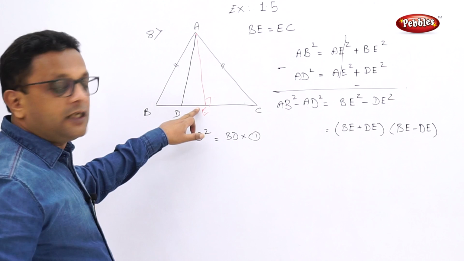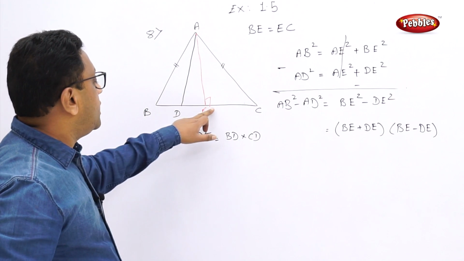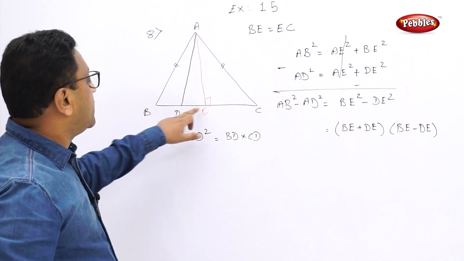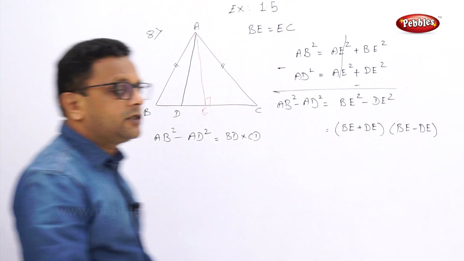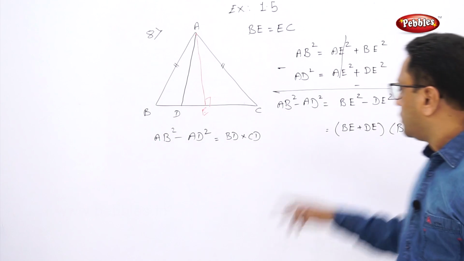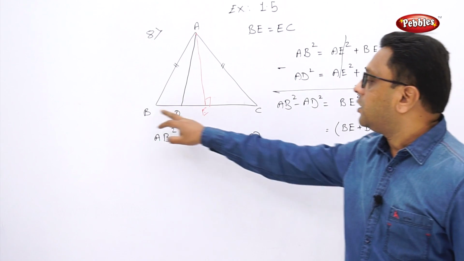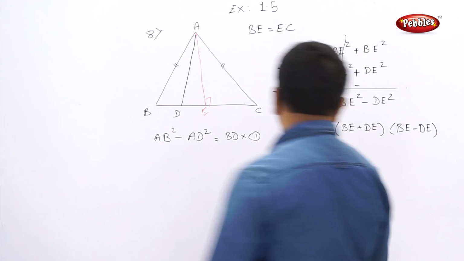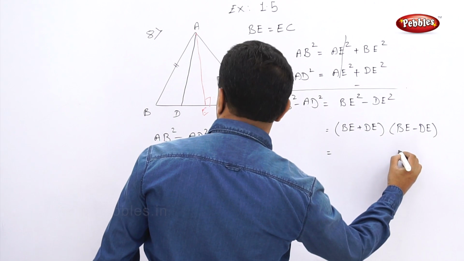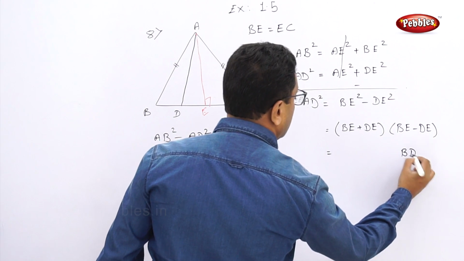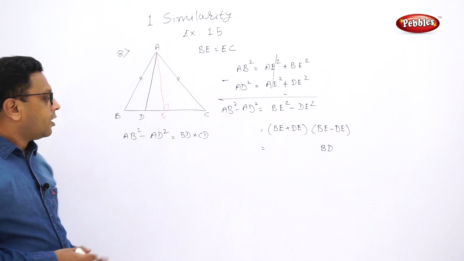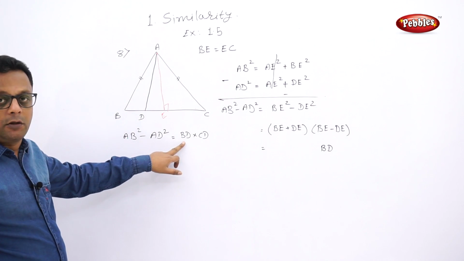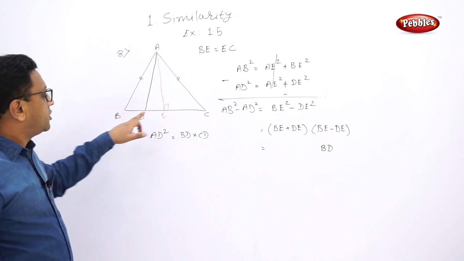BE plus DE and BE minus DE. What do we want? BD. So BE minus DE is BD, what we get. So let us write it down there. This is nothing but BD. Now what about BE plus DE? We don't want it, see, BD we got. Now we want CD.